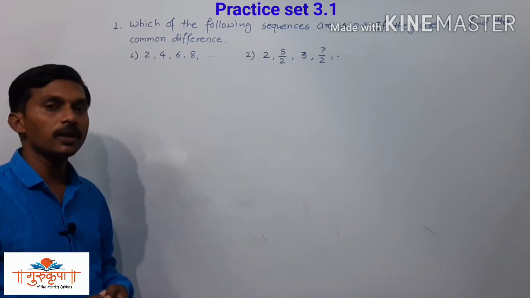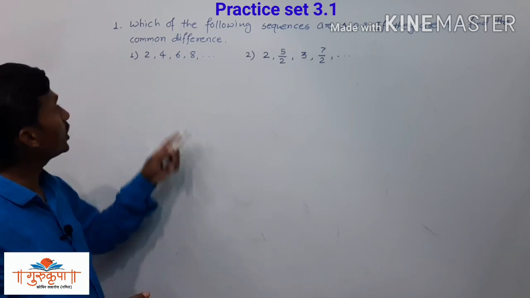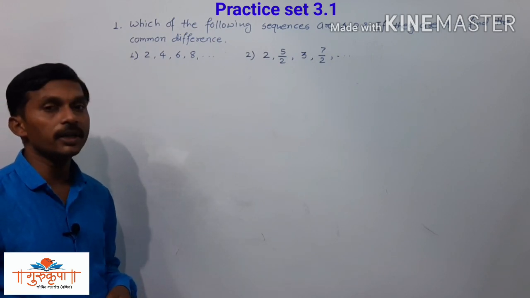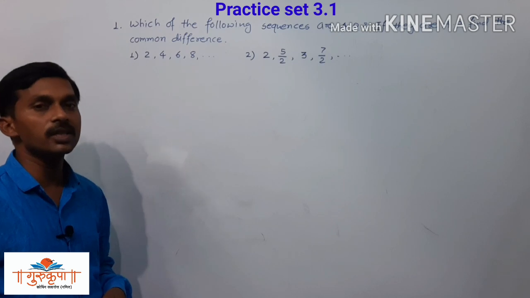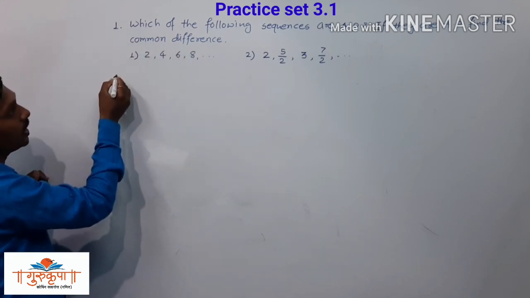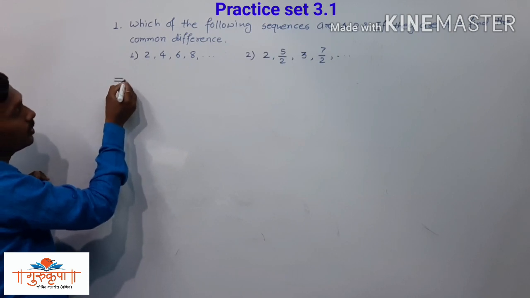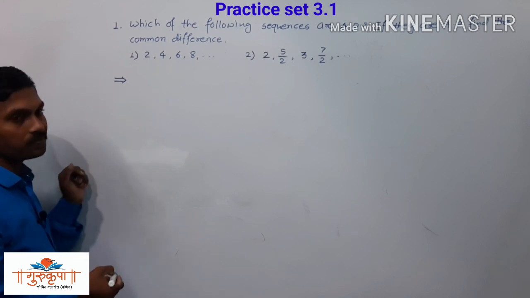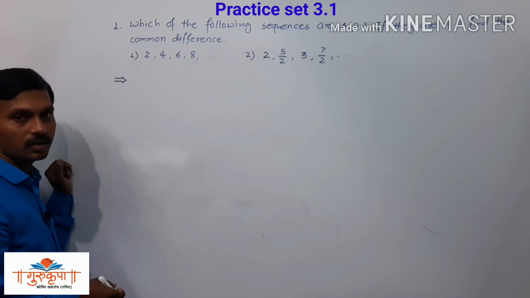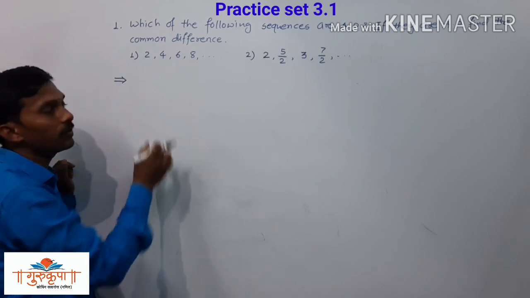So here we have the first example. The given sequence is 2, 4, 6, 8 and so on, and we have to identify whether the given sequence is an AP or not an AP. Now here we have been given 4 terms in the sequence.